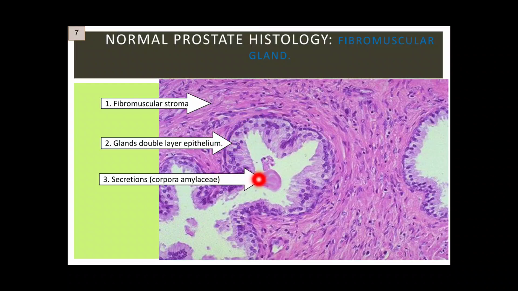In the center of the gland, this is the lumen and it is containing the prostatic secretions. Sometimes the prostatic secretions become dehydrated and condensed like this, and then they are called corpora amylacea. So this is the normal finding in prostate gland. And the second component is the stroma. The stroma is fibromuscular. It means it is composed of two components. One is fibrous tissue and other is the smooth muscle tissue. So the stroma provides support to the prostate.